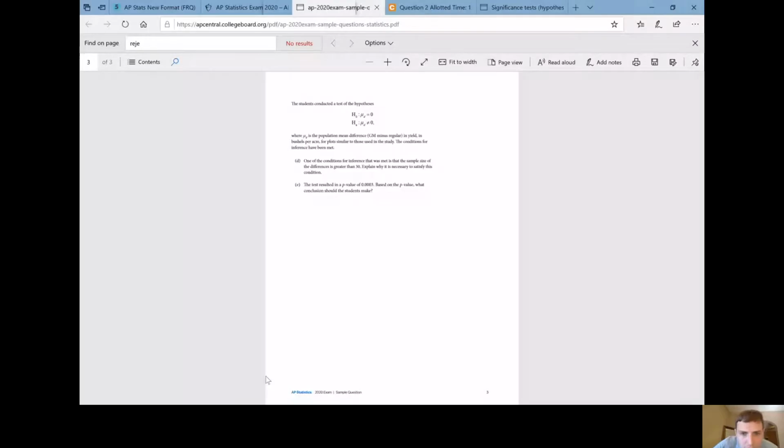All right. So the last question we have, E, says the test resulted in a p-value of 0.0003. Based on the p-value, what conclusions should the student make?